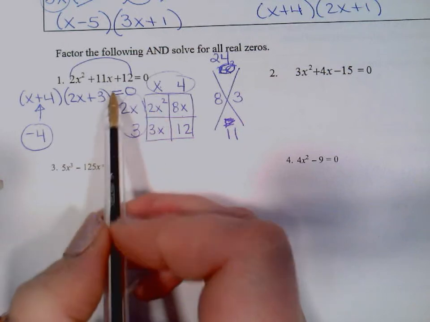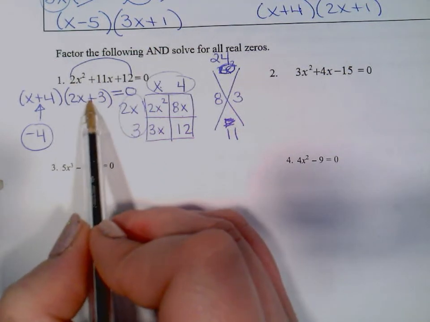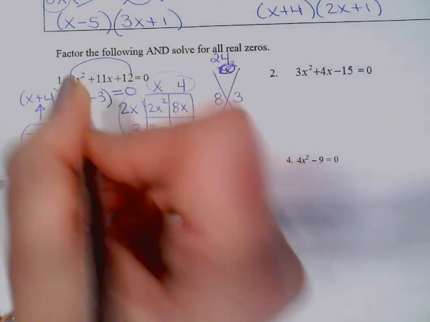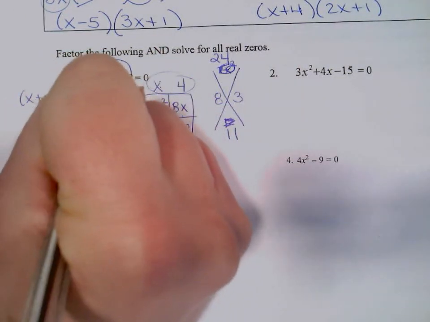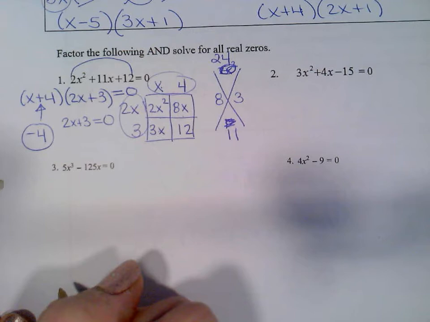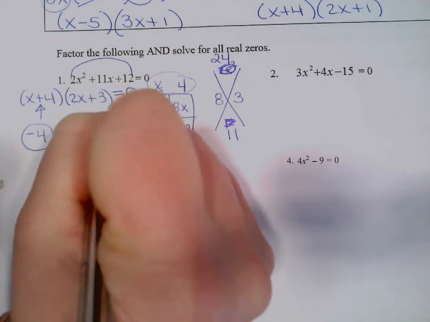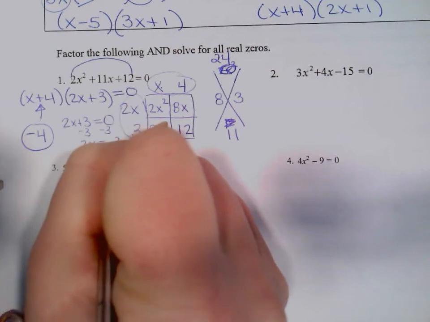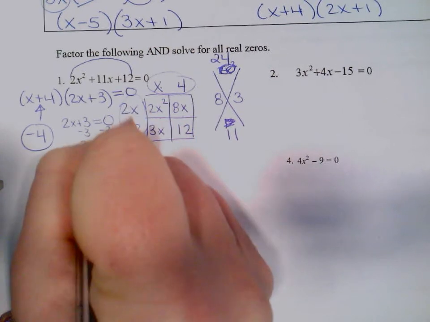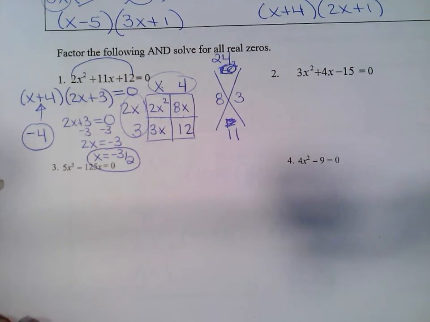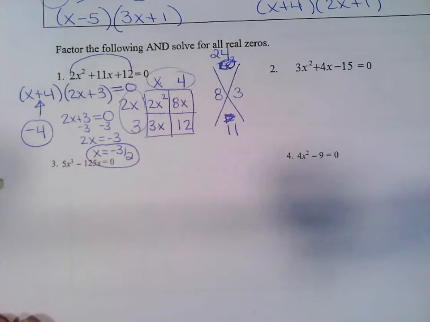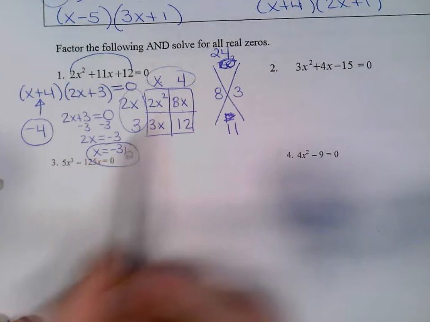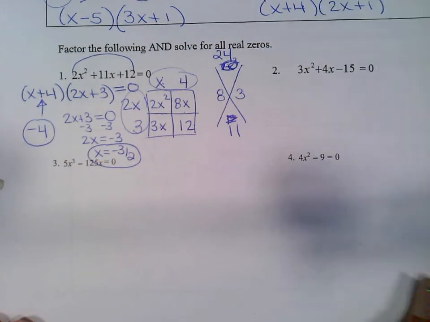Now this one, the answer is not just -3 because of this 2 coefficient. So you're going to take 2x plus 3 and set that equal to 0 and solve for x. So my first step would be to subtract 3 to the other side, and my last step would be to divide by 2. So my answer is actually -3/2. So I have 2 solutions there. So you can try these. I'm just going to skip over.